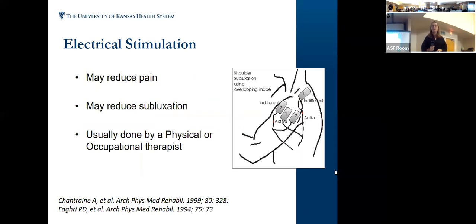Electrical stimulation is something else we can do too that might help with the subluxation. It might help reduce pain. It might help stimulate those rotator cuff muscles to kind of start working and pull the shoulder back up where it needs to go. Again, it's usually done by a physical or occupational therapist. So it's a little electrical stimulation device, and they just put the pads on your shoulders. You may have had different versions of electrical stimulation, like on your arm in therapy. Sometimes they'll put the pads and help your fingers open up a little bit or your fingers close. It's the same machine. We just put it on your shoulder.